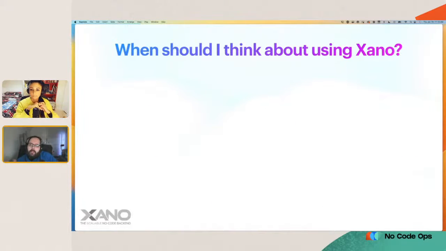So, kind of related is, when should you think about using Xano? Maybe you already have an application and you're thinking that everything's fine right now, but you're wondering about maybe utilizing a third-party backend like Xano.